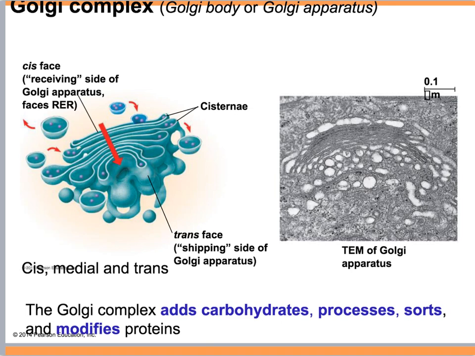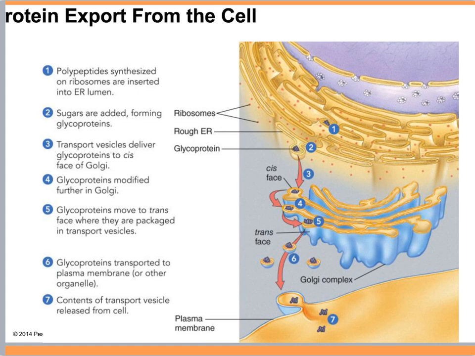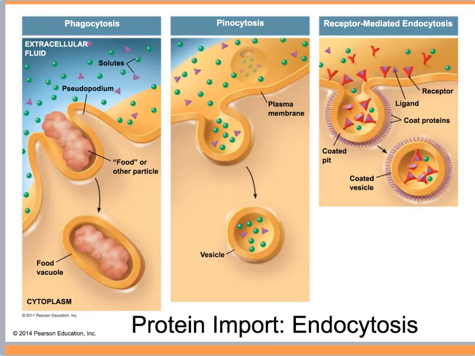Inside the Golgi complex or Golgi apparatus or Golgi body, it's called all those different things, the material, the proteins that are delivered there are going to have some new carbohydrates or sugars added. Those sugars can be processed and the proteins can be sorted so that they go to their proper destination. Again, once they're done in the Golgi, those transport vesicles will bleb off and take the material to where it needs to go at the cell surface.